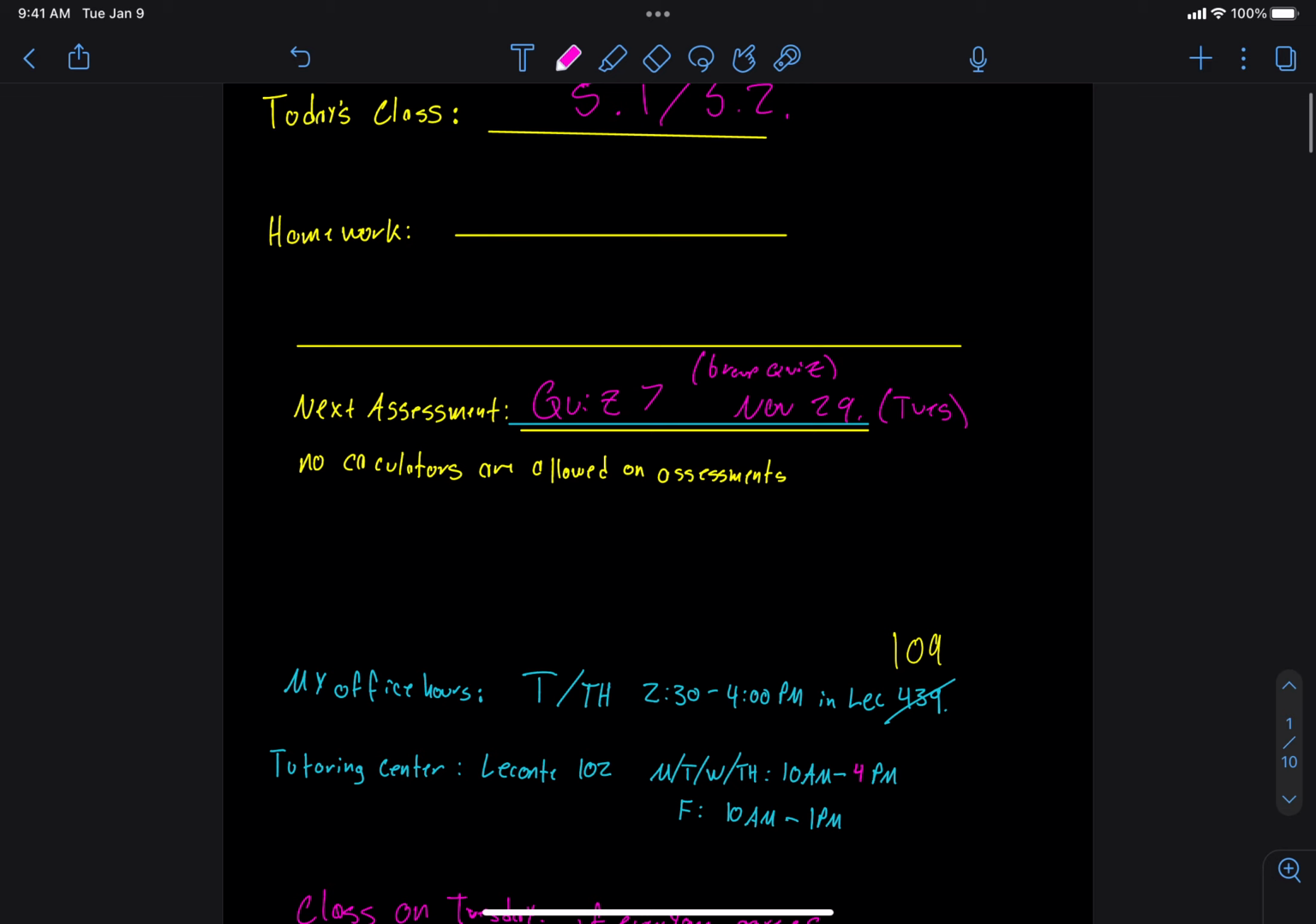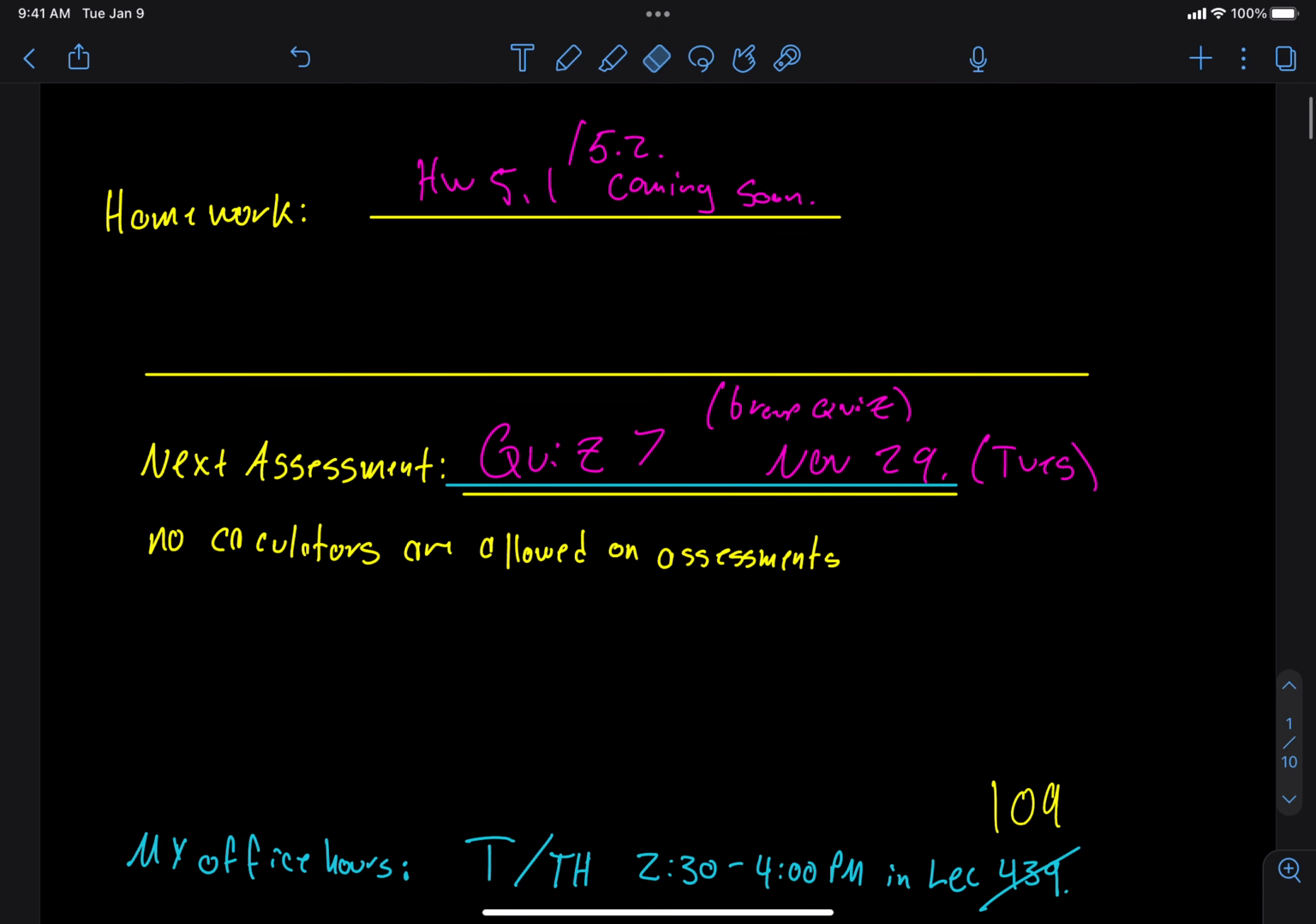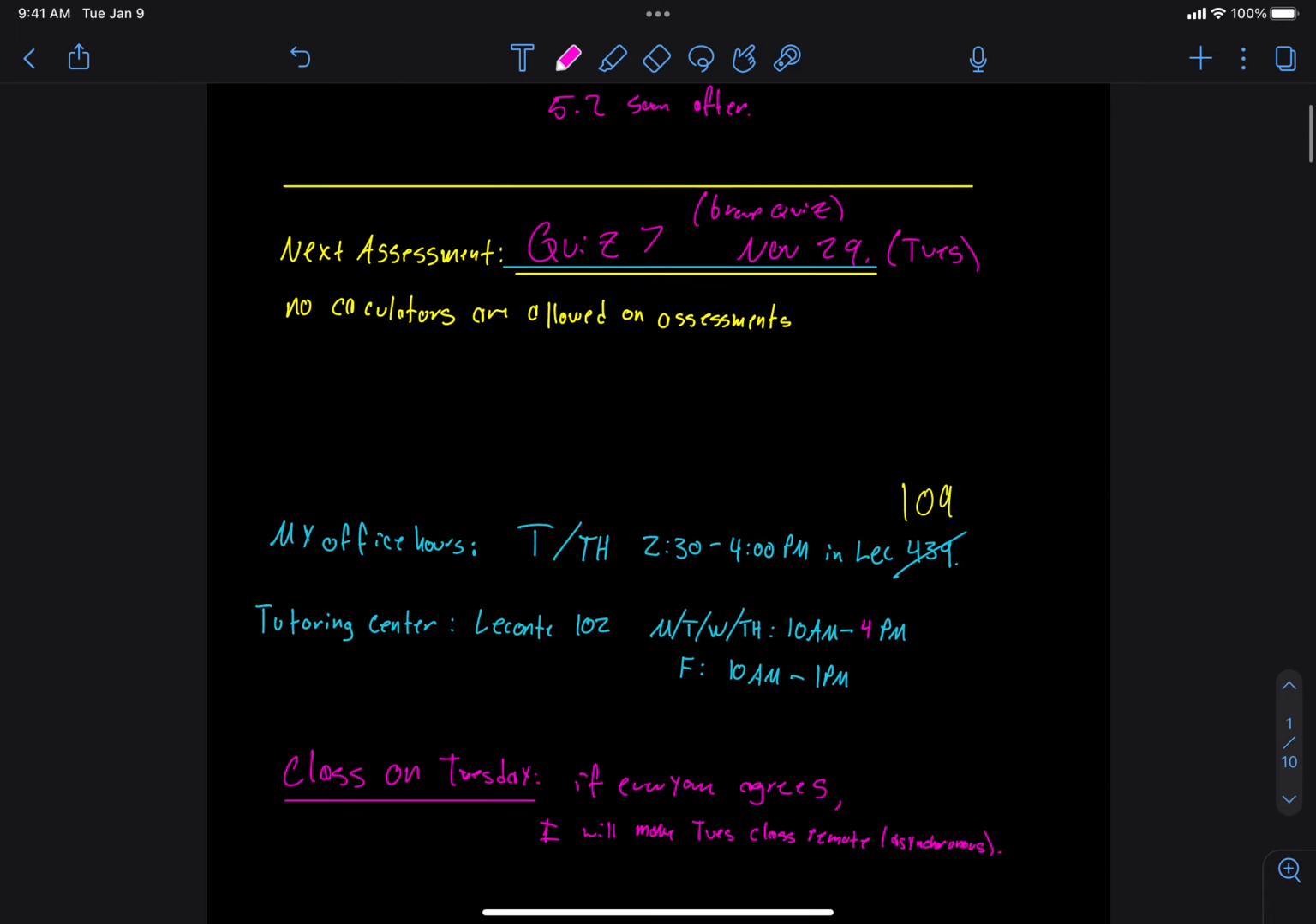Your next homework is going to be homework 5.1, which is coming soon. I haven't decided when it's going to be due yet. I have to make it due after the break, probably. 5.1 for sure will be due after the break, and 5.2 soon after that, because we probably won't finish 5.2 today.